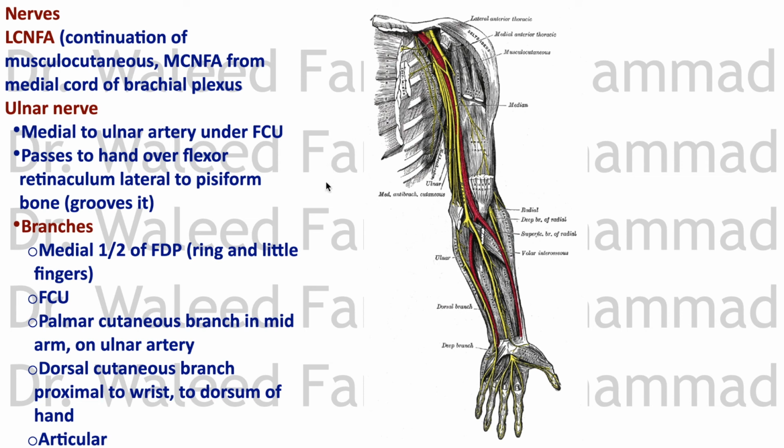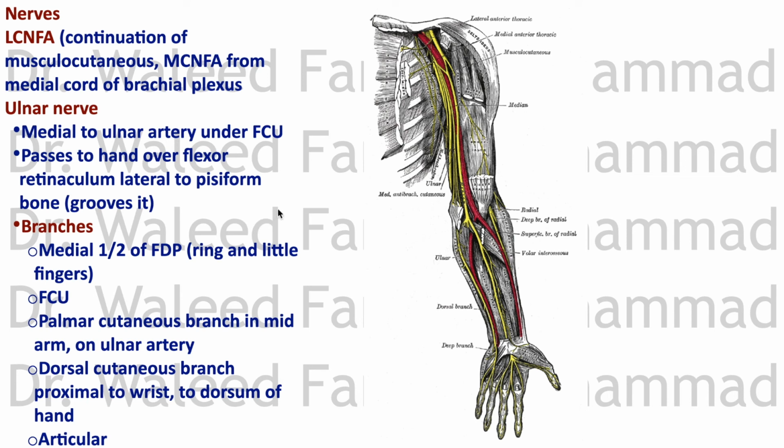The ulnar nerve, medial to the ulnar artery under the flexor carpi ulnaris, passes to the hand over the flexor retinaculum, lateral to the pisiform and grooves it. So which structure grooves the pisiform bone, the ulnar nerve or the artery? It is the ulnar nerve. You can't put the artery right next to the bone because it's pulsating. You must give room for the artery to pulsate.